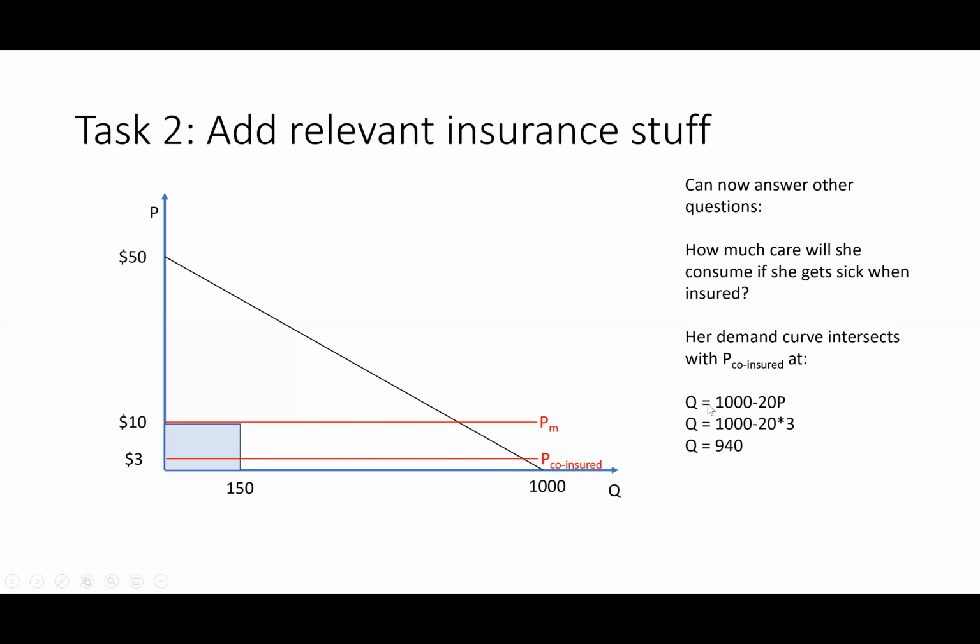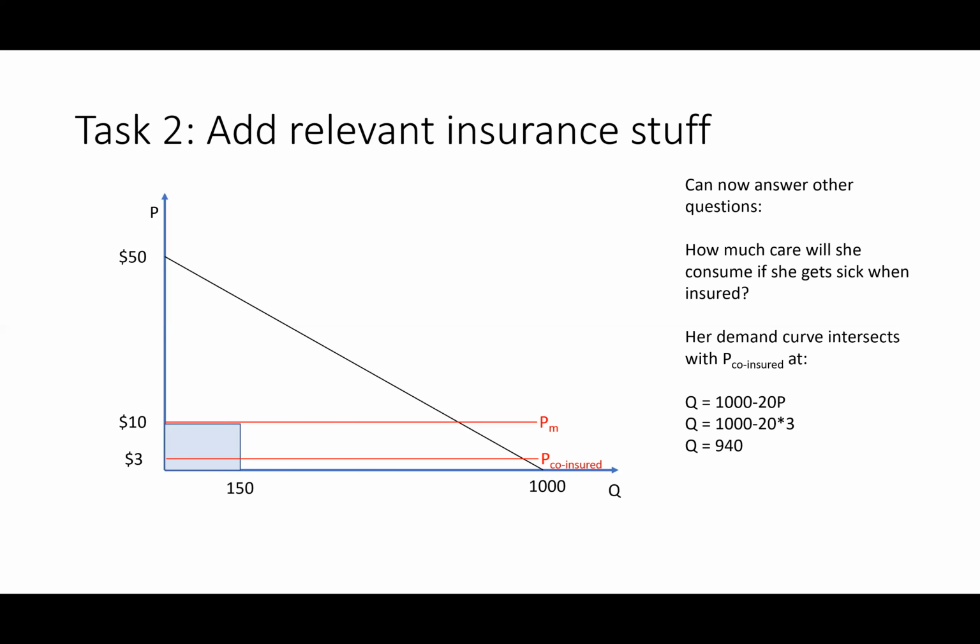So we can use the price when she's facing co-insurance in the demand curve. We can put Q equals 1,000 minus 20P, which is just like what we did before when we were calculating her quantity demanded when uninsured. And now instead of P of 10, we have a P of 3. She's facing an effective price of 3. And so 1,000 minus 60 is 940.